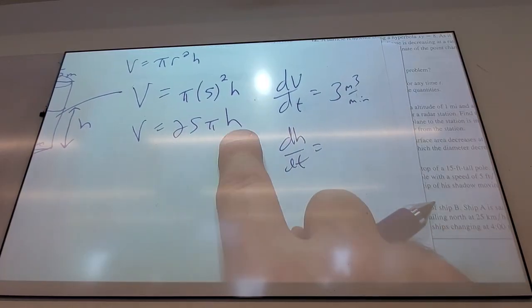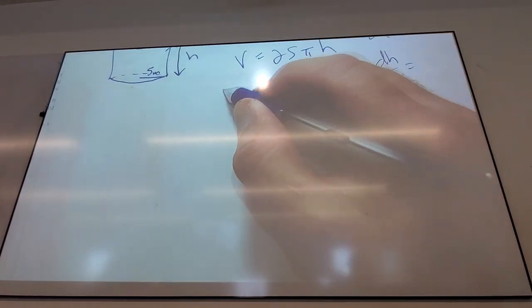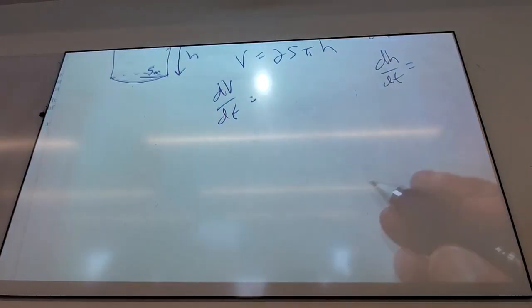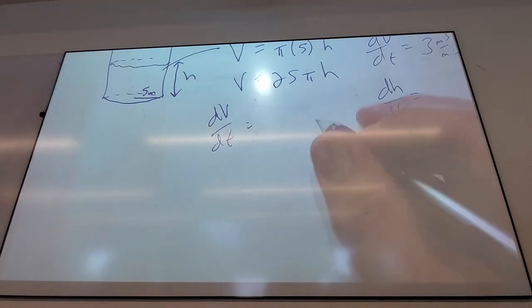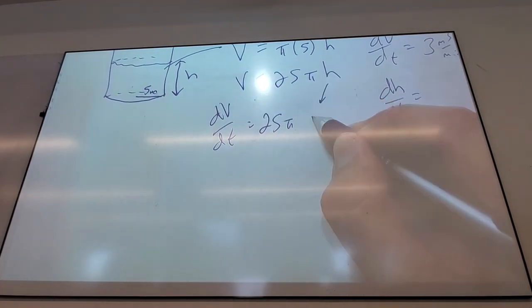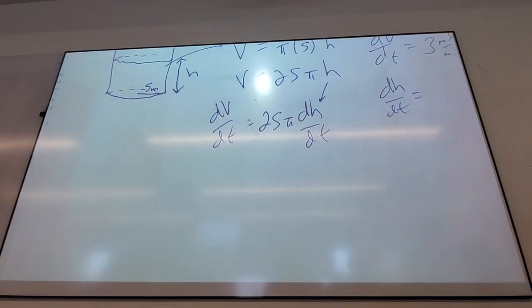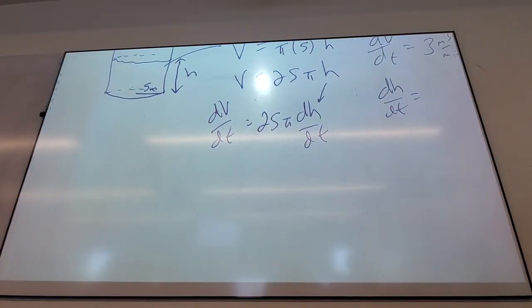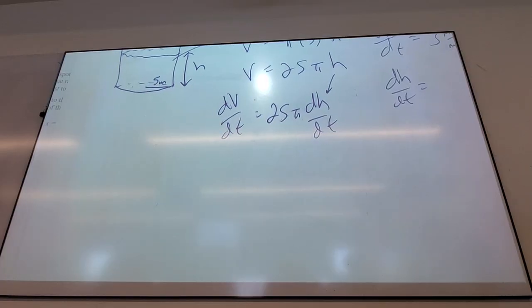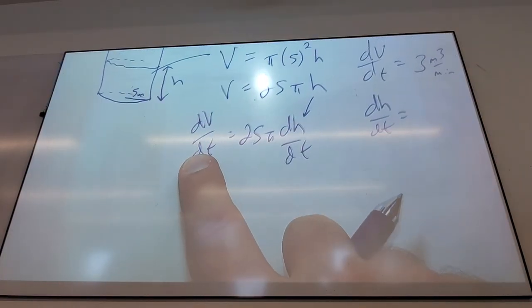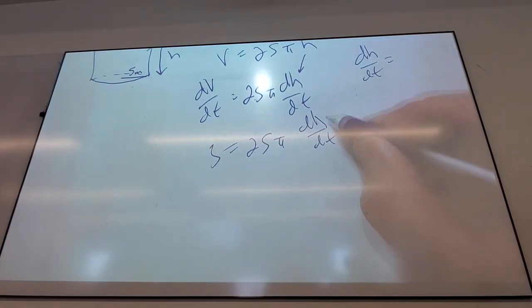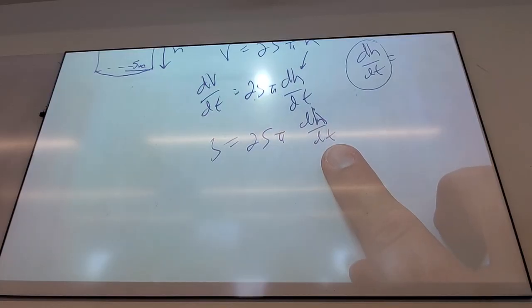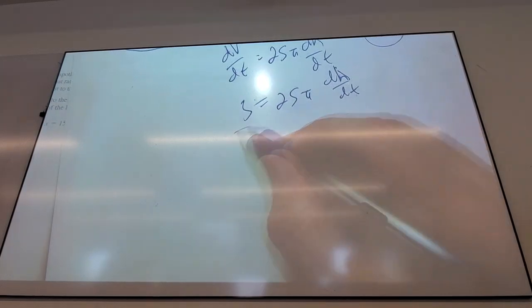What do I do with this now? I'll do this side. What's the derivative of this side? 25 pi dH dt. Yes. Now it's algebra, right? Now it's algebra. What do I put here? 3. And now I can solve for the thing I'm trying to solve for. dH dt, right? How do I solve for dH dt? Divide by 25 pi.